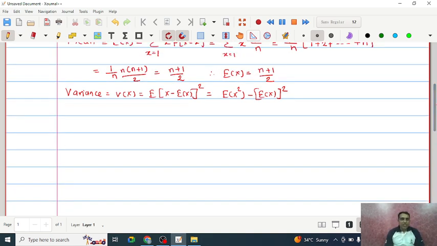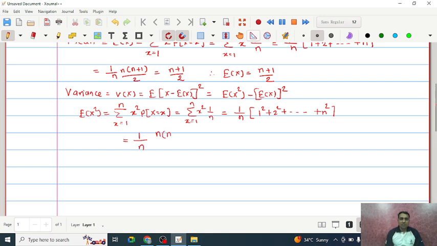Here expectation of x square has the formula summation over x taking values 1 to n of x square into probability of x. In the first step, we put the value of probability of x, that is the PMF, 1 by n. Then 1 by n is constant. We take it outside the summation. What is remaining? 1 square plus 2 square plus up to n square. We know the formula for addition of squares of the first n natural numbers, that is n into n plus 1 into 2n plus 1 divided by 6. So finally we get, n gets cancelled, n plus 1 into 2n plus 1 divided by 6.